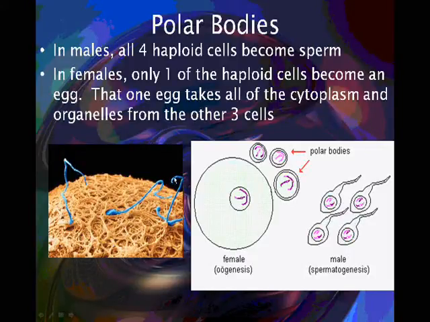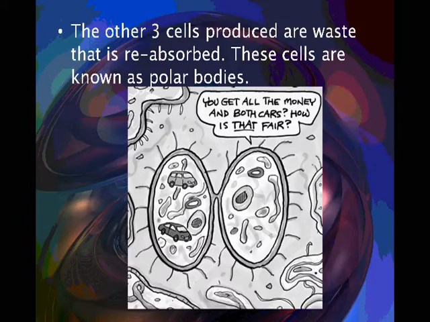As you can see in this actual photograph here, the blue are the sperm, the yellow is the egg. You can see the size difference. It's a big, big difference between the size of the sperm and the size of the egg. So that one egg that is created takes up a lot of cytoplasm and all of the organelles. So there's just not anything left over for the other cells. Those are polar bodies. They're just reabsorbed back into the system, and they're not used. They're waste. They aren't used for reproduction, and we call them polar bodies.